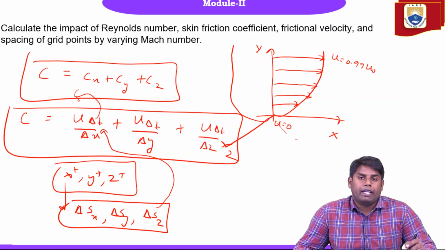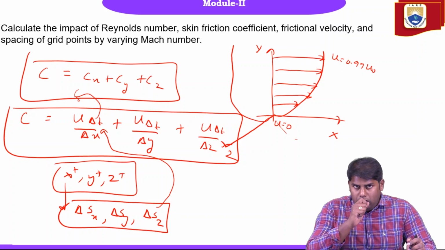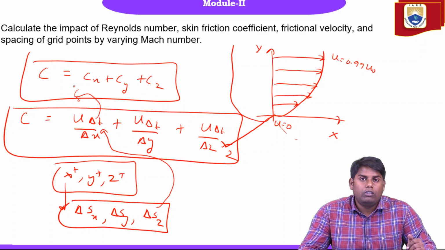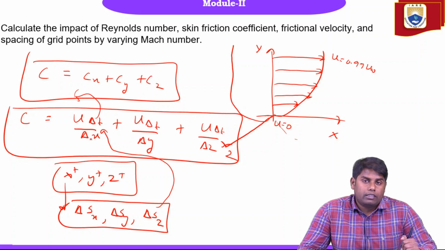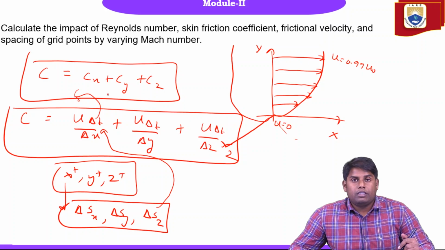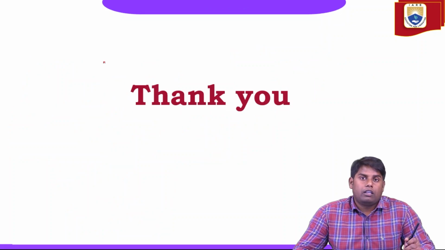and spacing decreases and skin friction coefficient decreases. So vice versa will happen, and in turn the stability also. As the spacing is low, the C value increases again. So therefore the spacing and delta t should be taken care of. Fine. So in the next session we will see the other numerical problem for the other module.